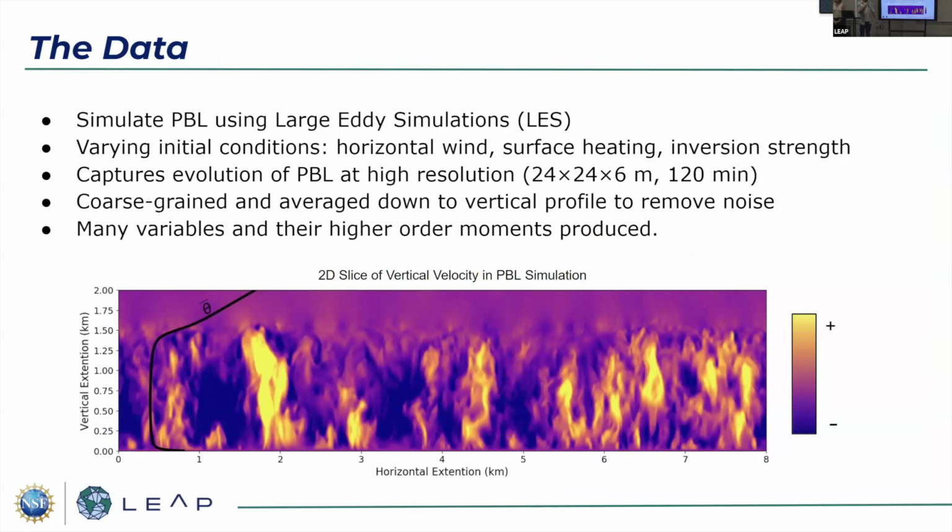So if you want to study the PBL, it's good to have a lot of data. And if you want to have a lot of data, it is good to simulate it. And so we use large eddy simulations as our data. We also want a good amount of variance in our conditions, and so we switch them around. We change the horizontal wind, the surface heating, and the inversion strength. And these will be important later in the presentation.